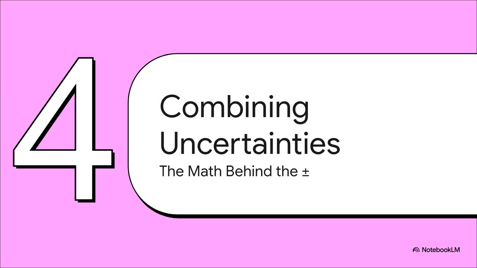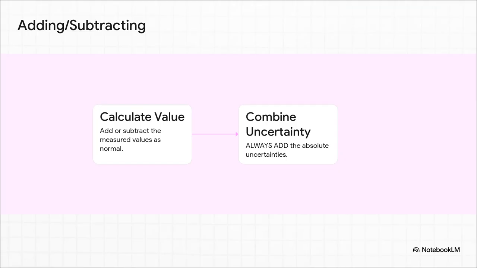All right, so we've got the rules for presenting the data. But what about the uncertainties themselves, the whole plus or minus thing? When you calculate a new value from your measurements, how do you figure out the new uncertainty? Let's get into the math. When you're adding or subtracting values, the rule is actually wonderfully simple. First, you just add or subtract the main values like you always would. But then for the uncertainty, you always add the absolute uncertainties.